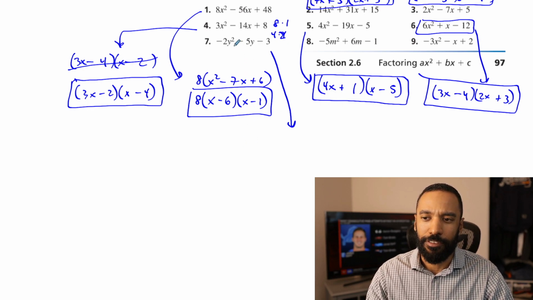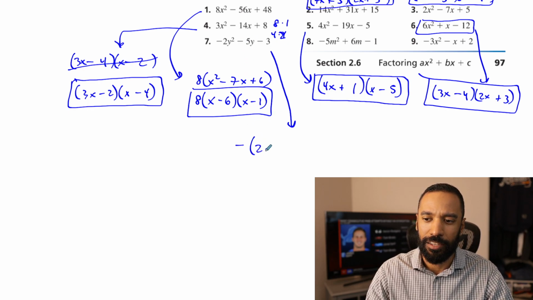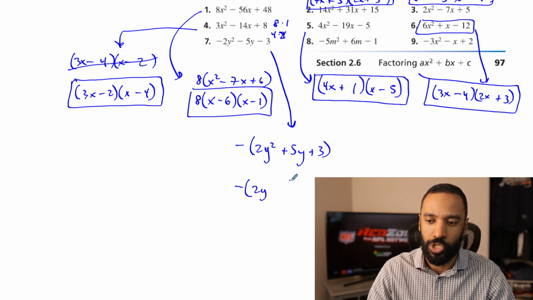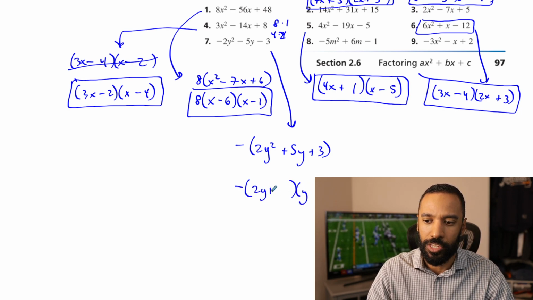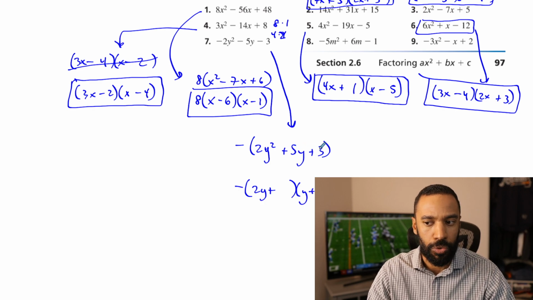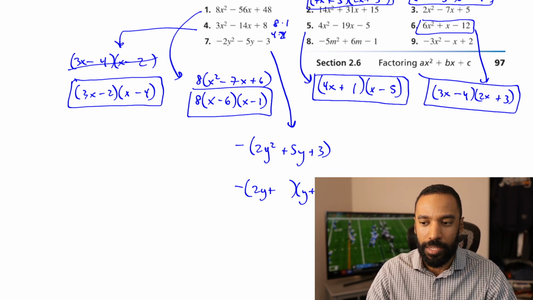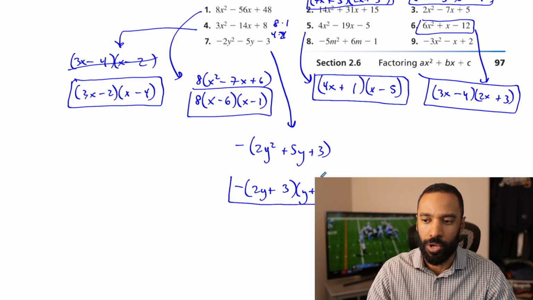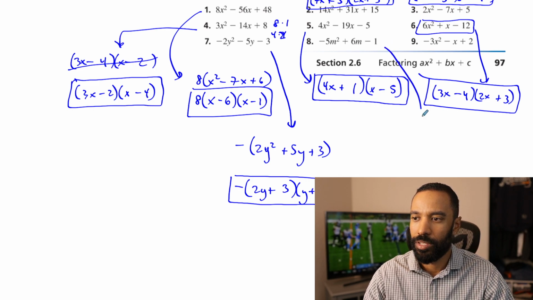Number 7, I can factor a negative out of here, and I have 2y squared plus 5y plus 3. Negative 1 was the GCF. Now, as I factor that, I have a 2y times y. These are all positives. 3 and 1, 3 and 1. The 3 going here would be too big. Let's put the 1 and 3. That's 2 plus 3, which is 5. So this is the answer. Notice the negative is still out there.